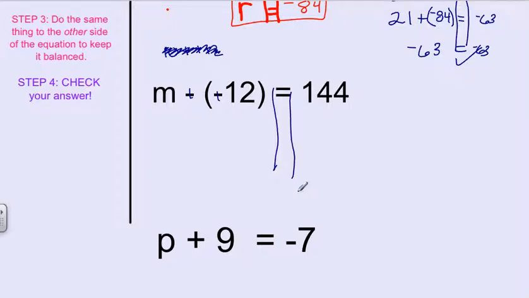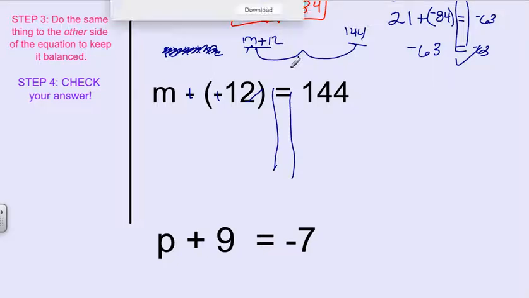And now I'm going to look at these problems. I have m plus a positive 12. So on my balance scale, and I'm not going to draw these for every single one, but here's my balance scale again. I have 144 over here, and I have m plus a 12 over here on my scale.